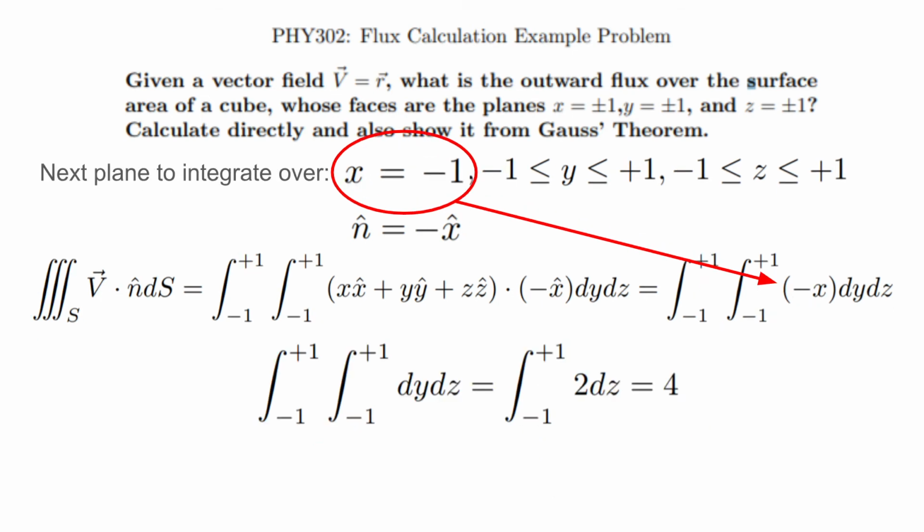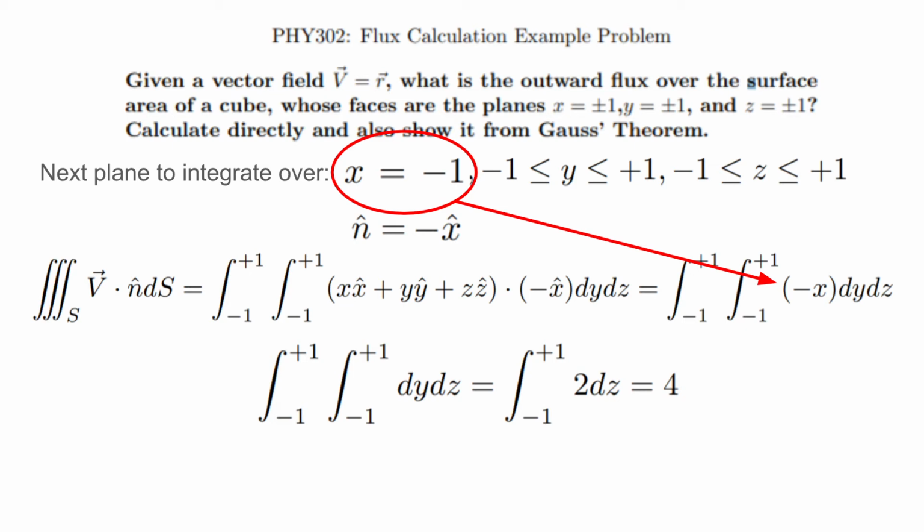Now let's try that with the square opposite the side we just did. Here, x equals negative 1 is the plane we're looking at, and our normal vector is negative x hat. So the negatives end up canceling out. We do the dot product and end up with negative x, but plugging in our constant, that becomes positive 1 again. So it's yet again an integral of 1 over this 2x2 square, so we get 4 again.